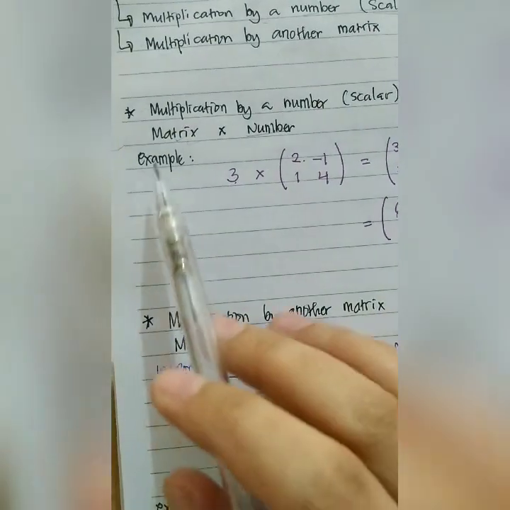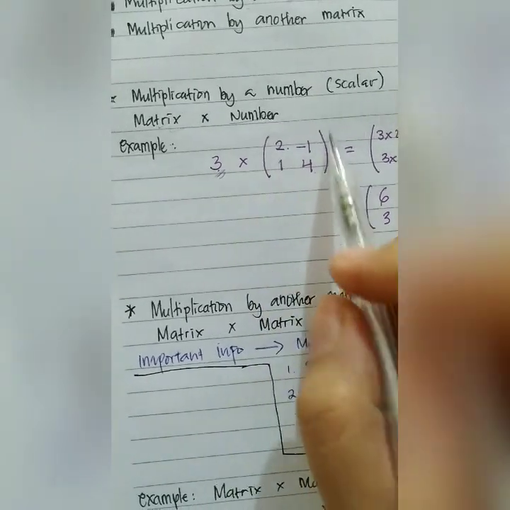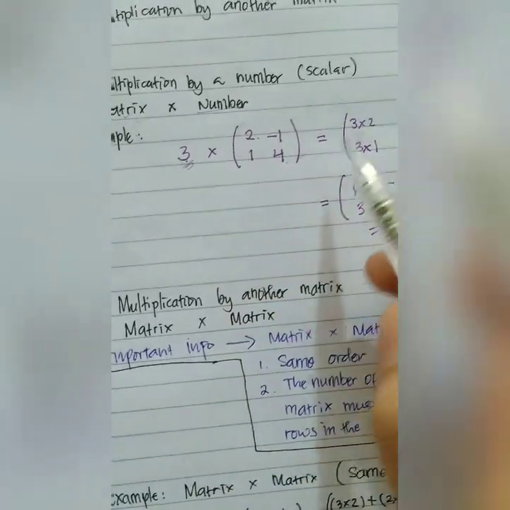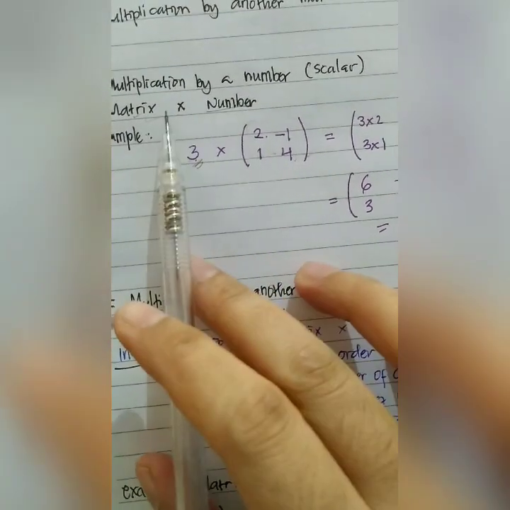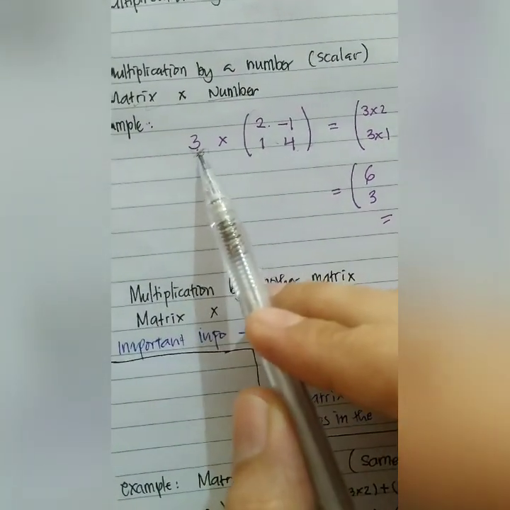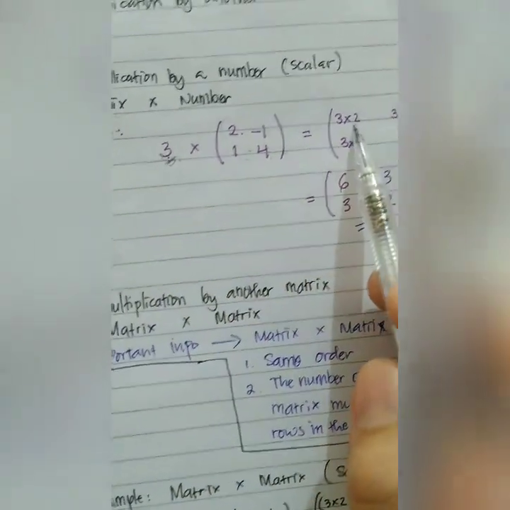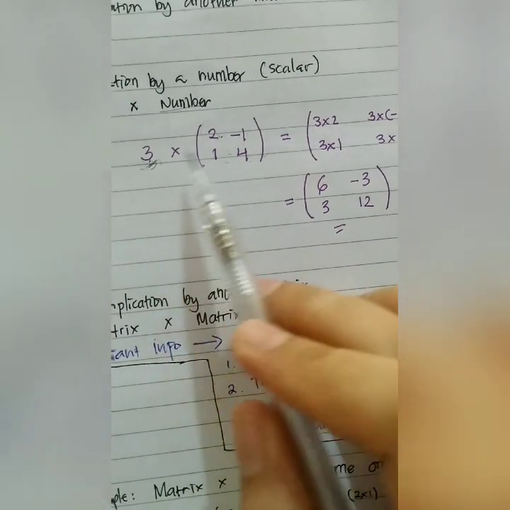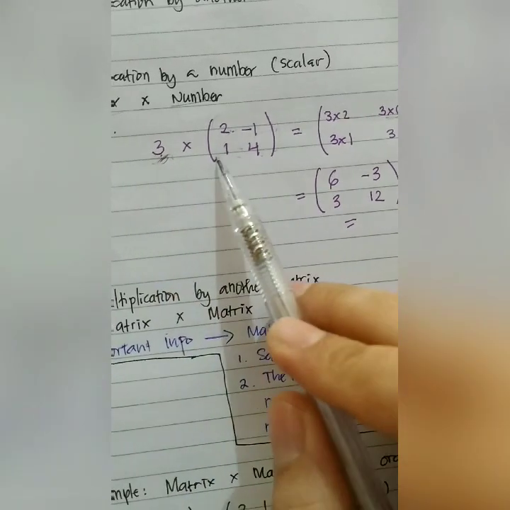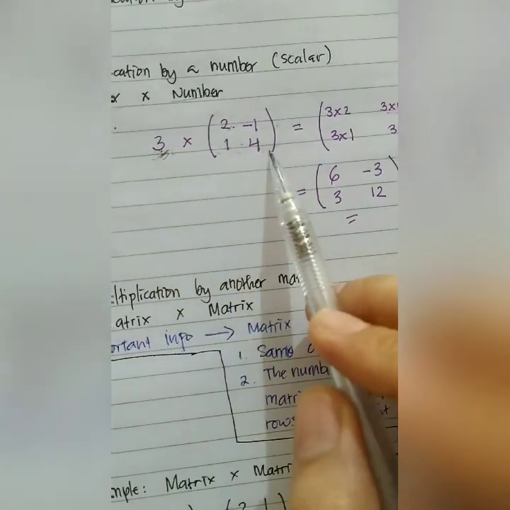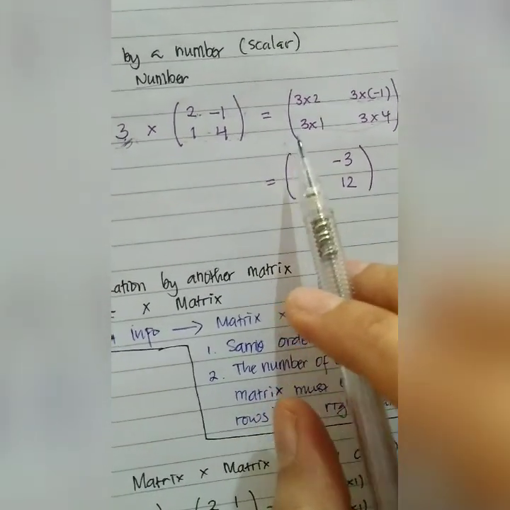number, like a normal number. Example, I have the real number 3 times a matrix with 2, -1, 1 and 4. So if you find this kind of problem, a matrix times a number, just multiply the real number with each element inside the matrix. So 3 times 2, and then 3 times -1, 3 times 1, and then 3 times 4. Then we calculate this, so we find the new matrix as the result.